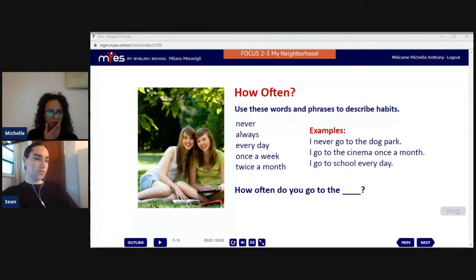I go to the cinema once in a while, sometimes. So once in a while is sometimes, not very regularly, not very often. Maybe once every 3, 4 months, something like this.